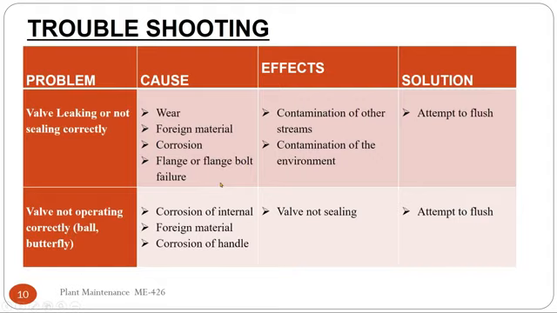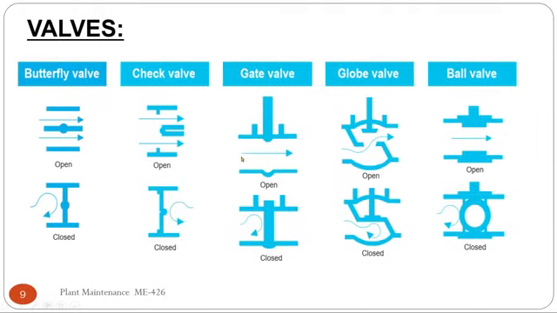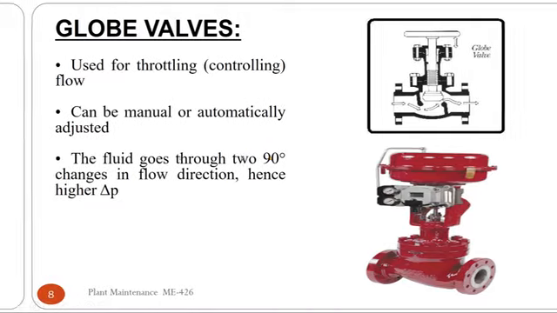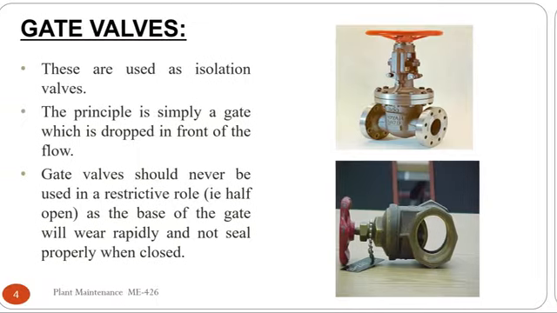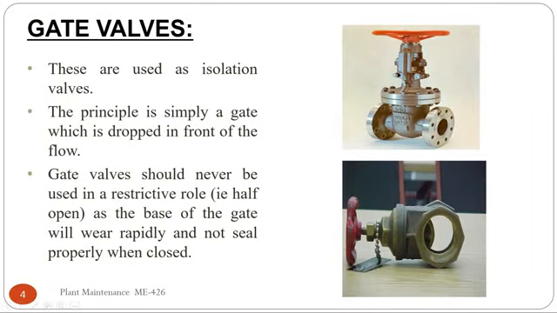Flange or flange bolt failure. As we have flange installed here, if the flange is not properly tied or sealed, there is leakage from here. This is a common cause in industry, that there is a leakage from flange, maybe due to gasket failure, maybe due to bolts not properly tightened, maybe due to gasket material not compatible. So there are several different reasons.